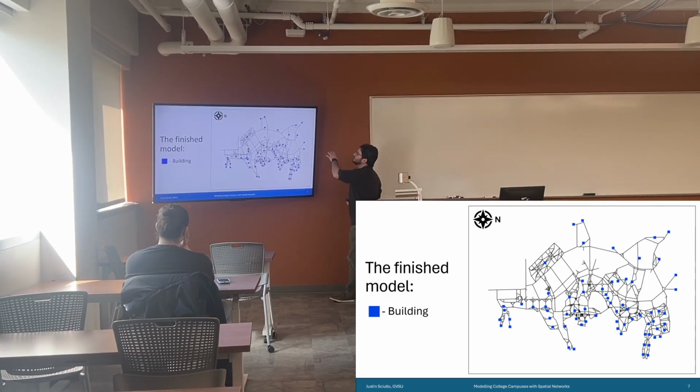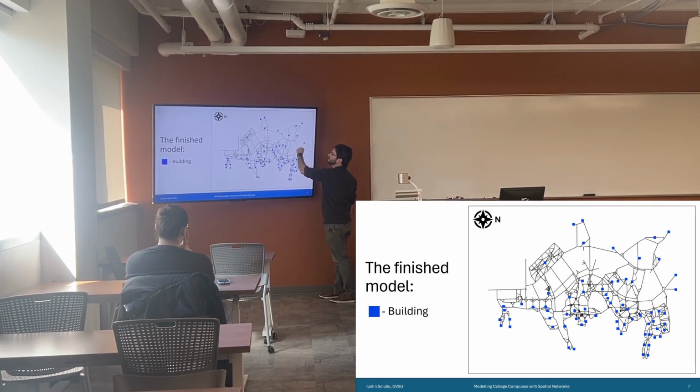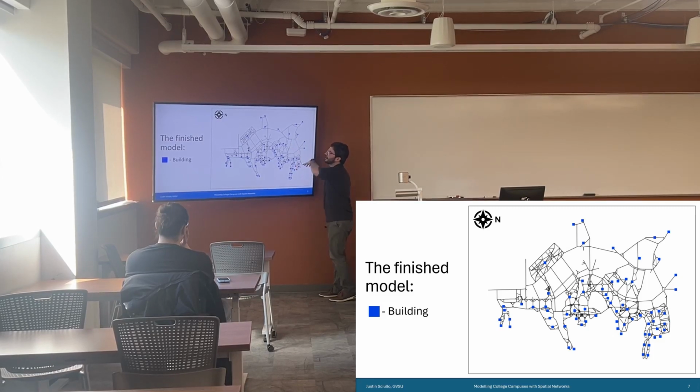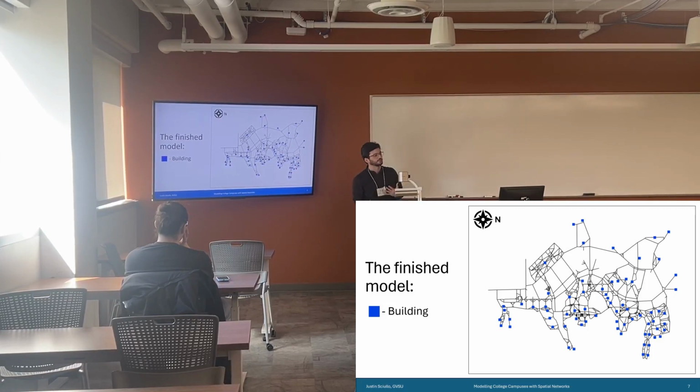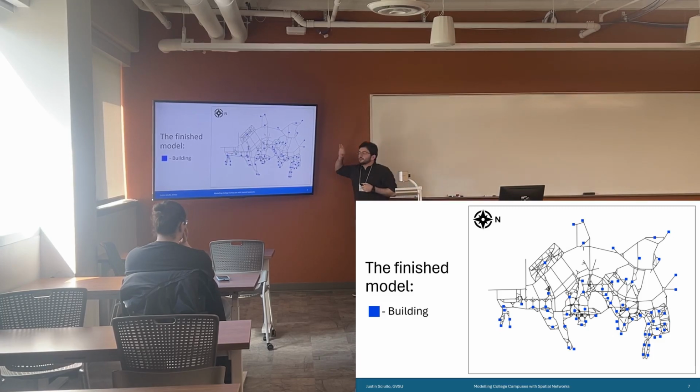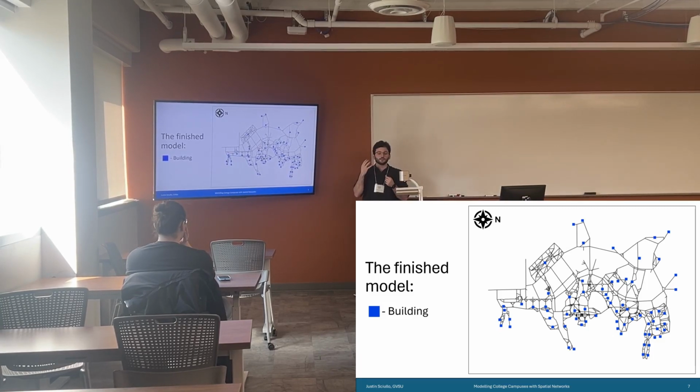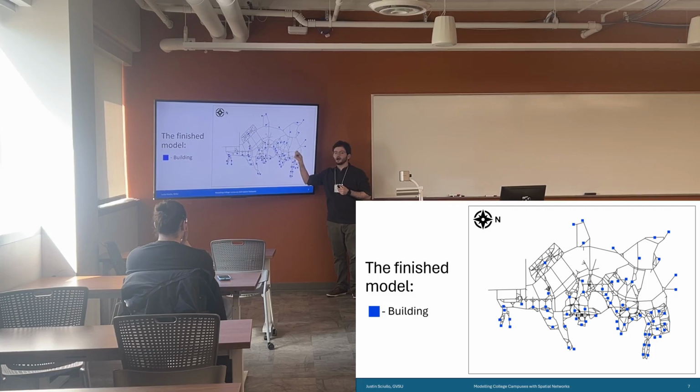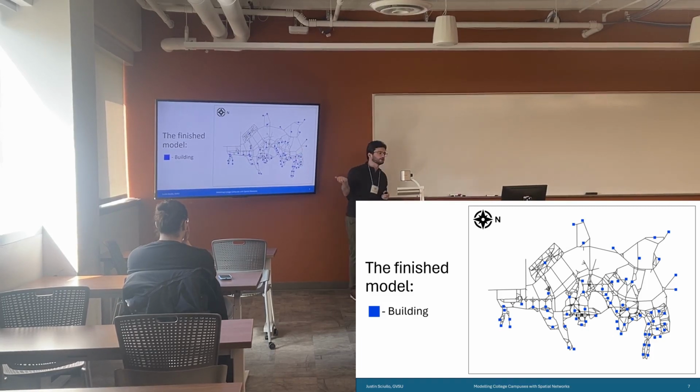As you can see here, we've got all of our edges as these little black lines, and I put a blue square for every single building on campus. Keep in mind, this might look like a map, but it's still a discrete structure. It's a collection of dots and lines that are connected to each other. So using this structure, we can actually tell a lot.